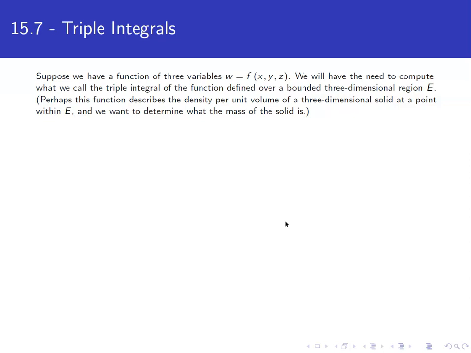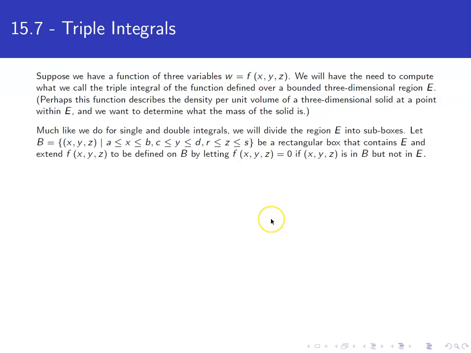Perhaps think of E as a solid that has a density at particular points that's given to us by the function f. And maybe we want to be able to compute the mass of the solid, which would require us to do this triple integral idea. So let's see if we can make this a little bit more precise.